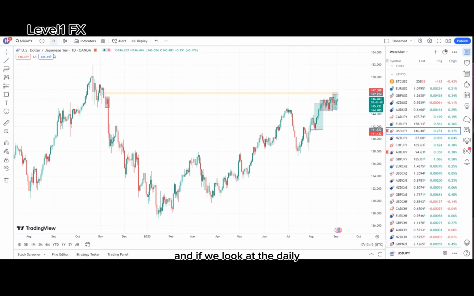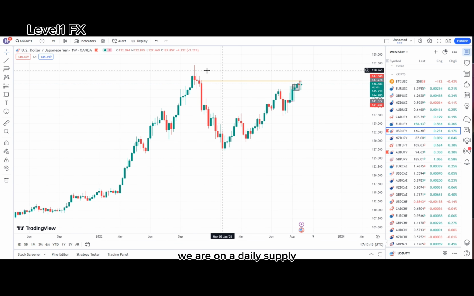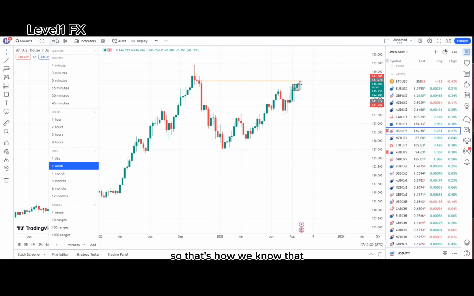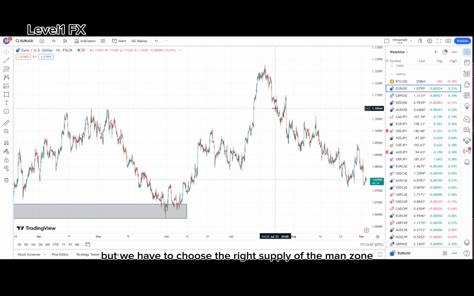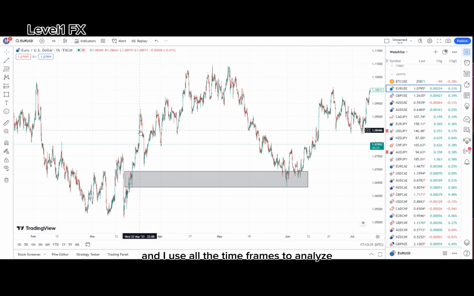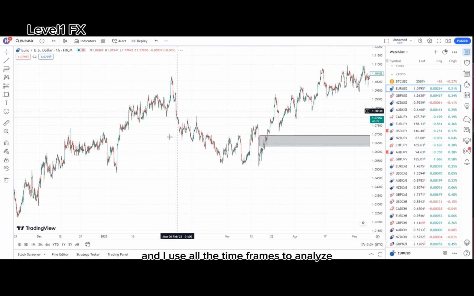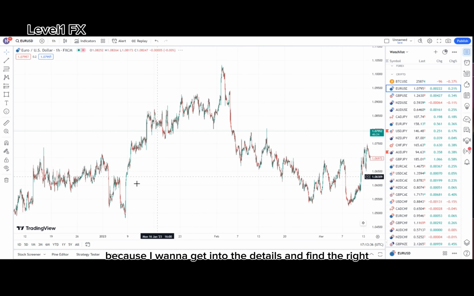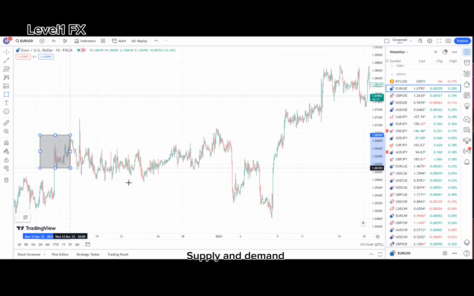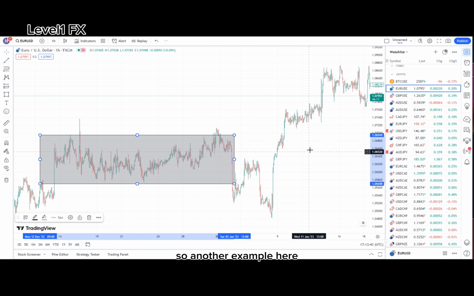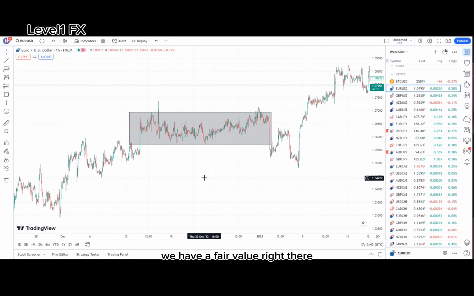If we look at the daily, we are on a daily supply, and if we look at the weekly, we are on the weekly supply. So that's how we know it's a good opportunity to sell. But we have to choose the right supply or demand zone. I use all the time frames to analyze, because I want to get into the details and find the right supply or demand.